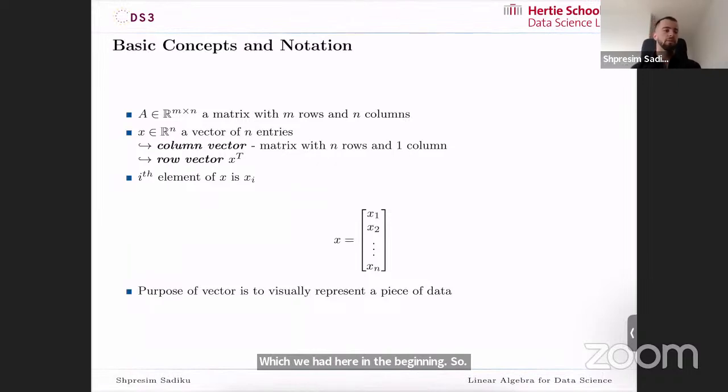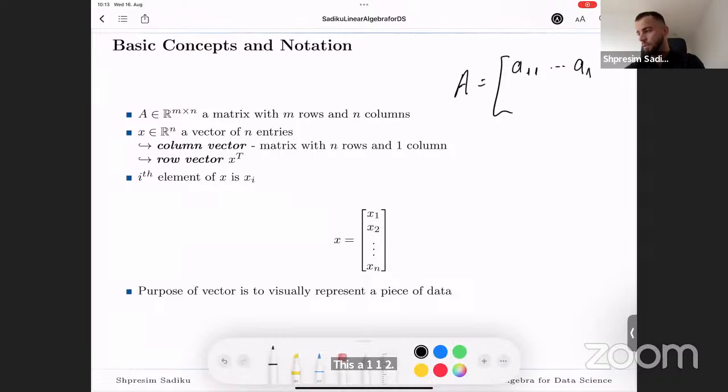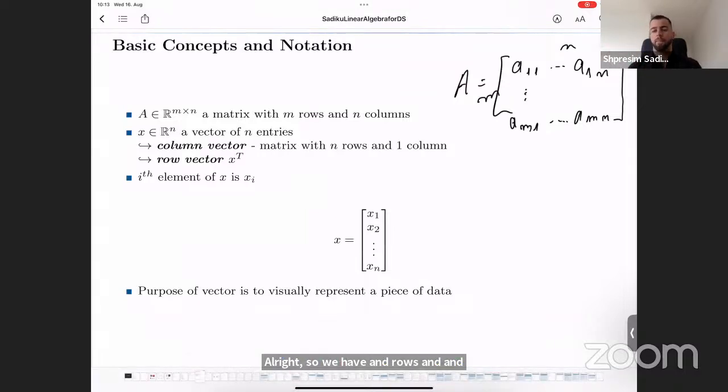All right, so we can start with some basic concepts and notation. We will start by simply letting A denote a matrix with m rows and n columns. All the entries of A are real numbers. In this case, A would simply look something like this: A11 to A1n, and then we would have Am1 to Amn. So we have m rows and n columns. And this is the notation for a matrix.